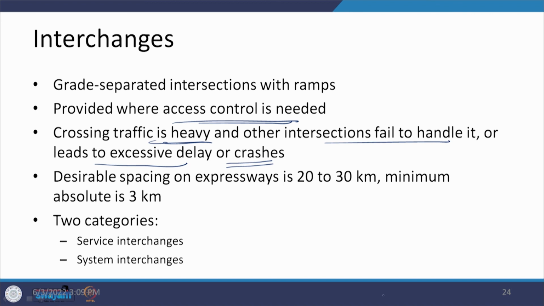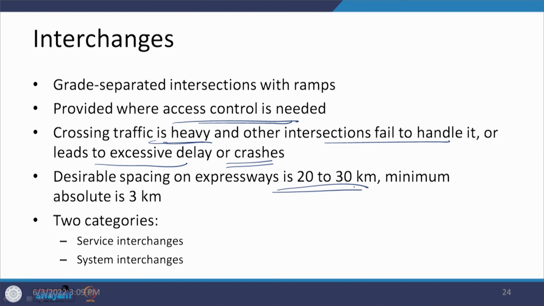But when we provide these interchanges, depending on what type of high speed facility is being provided, they cannot be very near to each other. They have to be provided at certain spacings, and that is what is being defined here: desirably it should be 20 to 30 kilometers if we are looking at an expressway. An absolute minimum condition is 3 kilometers, which may be there in some cases.